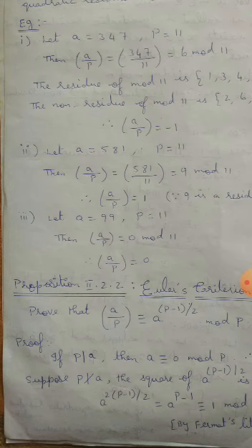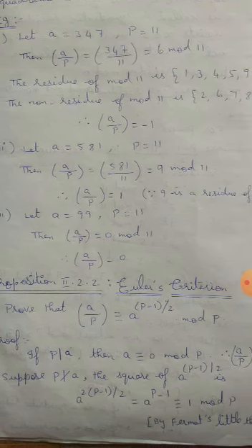Next one, a equals 99 and p equals 11. When we divide a by p, we get 0 as the remainder. So (a by p) is equal to 0. I think from these 3 examples you are clear about the Legendre symbol.